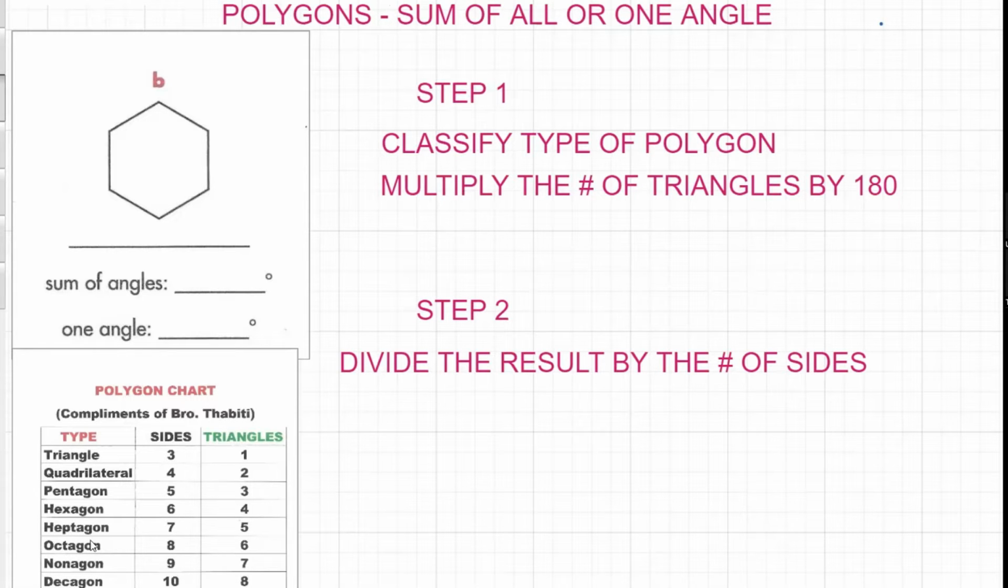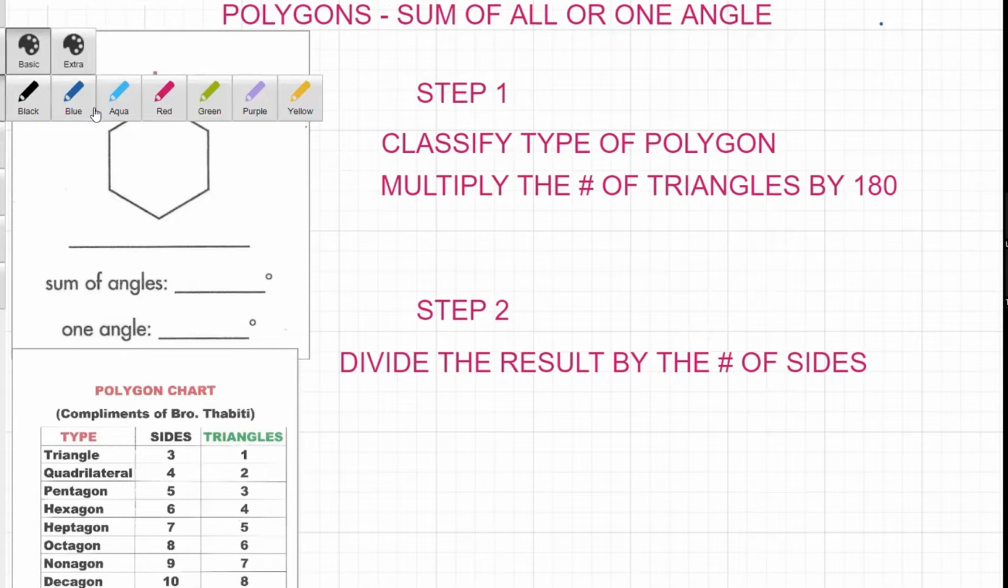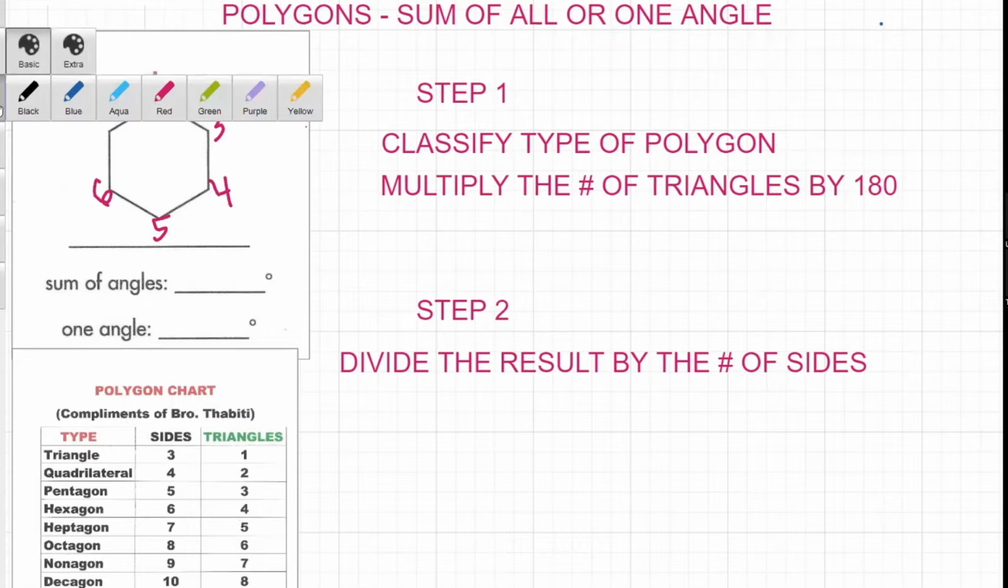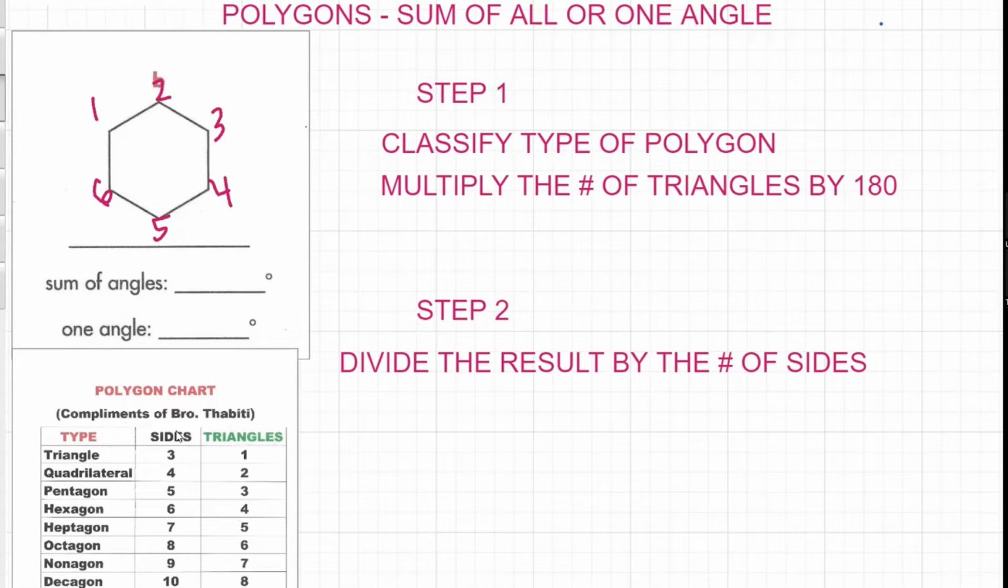If you see this chart I have down here, it shows how many sides represents what particular type of polygon. Let's go ahead and count our sides so we can find out what polygon we're actually dealing with. We have 1, 2, 3, 4, 5, and 6. If we have 6, that represents a hexagon, so we can go ahead and put hexagon.